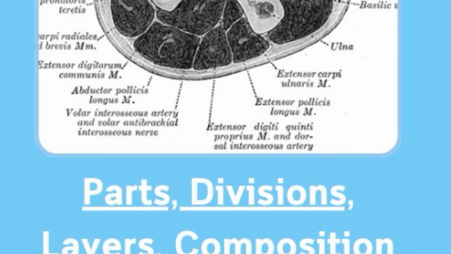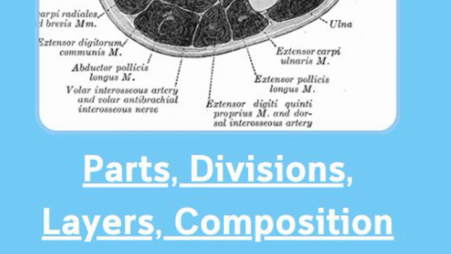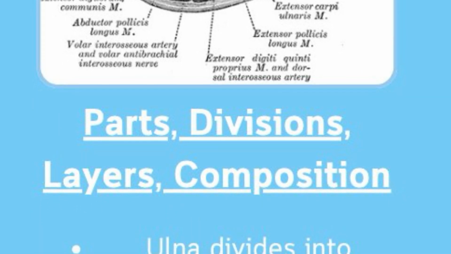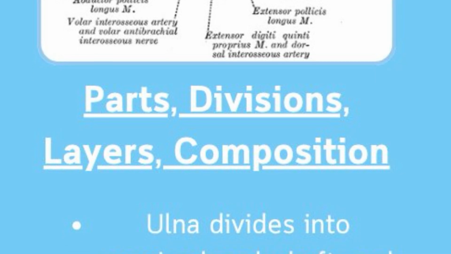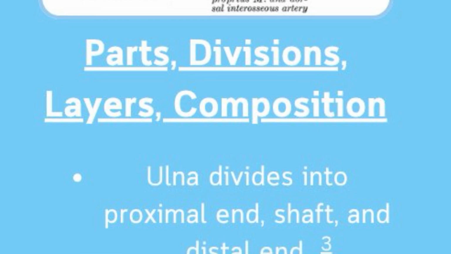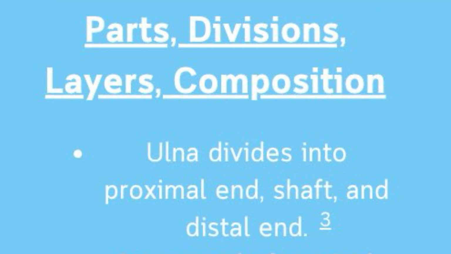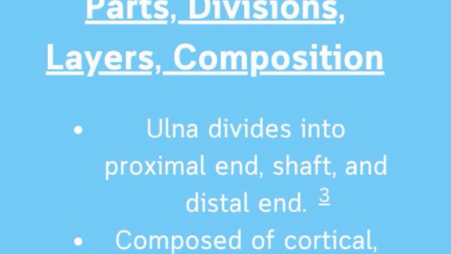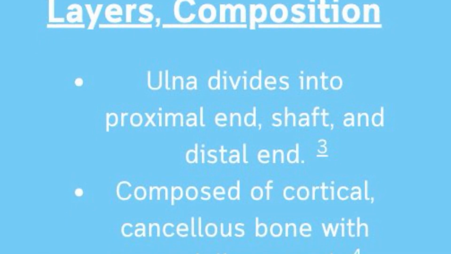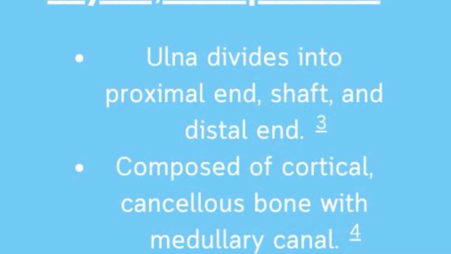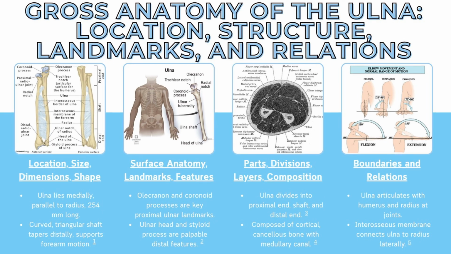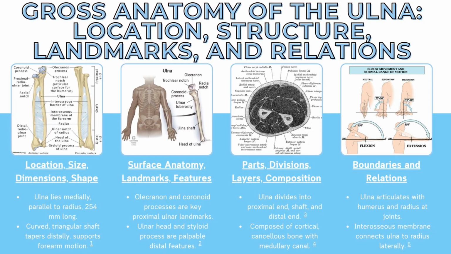Structurally, the ulna consists of dense cortical bone on the outer layer for strength and spongy cancellous bone inside for flexibility. A medullary canal runs through the shaft, housing bone marrow. The periosteum, a thin membrane, envelopes the bone's outer surface, supporting growth, repair, and nutrient delivery, which is essential for the ulna's function. Continuing, we will examine the boundaries and relations of the ulna, which define its interactions with neighboring structures in the forearm.